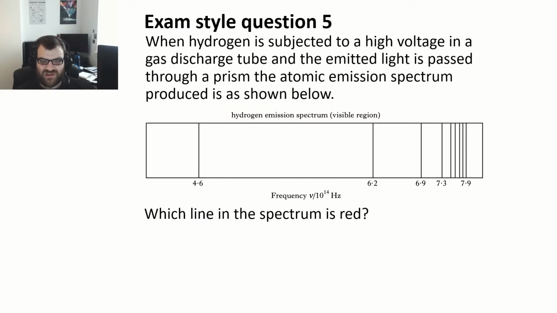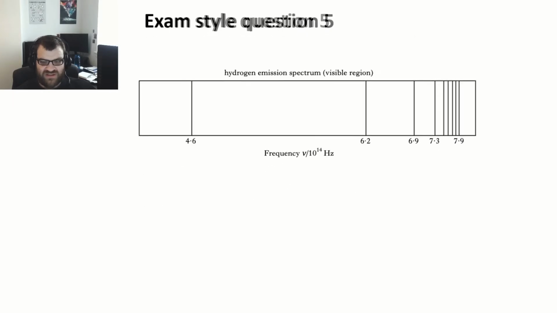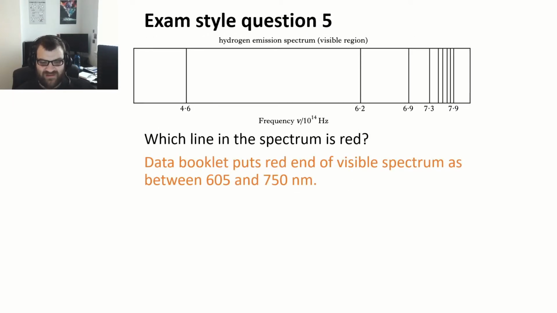With this question, we're again given a spectrum. We're asked this time to find out which line corresponds to red colour, but we're given the frequency. To do this, what we need to focus on is the fact that the data booklet tells us about wavelengths of light. On page 19 of the data booklet, we have the colour wheel, which shows us that the red end of the visible spectrum is between 605 and 750 nanometers. The fact that we're looking for one of the longer wavelengths means we're looking for a low frequency.